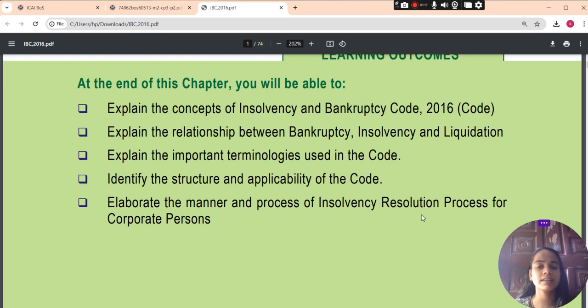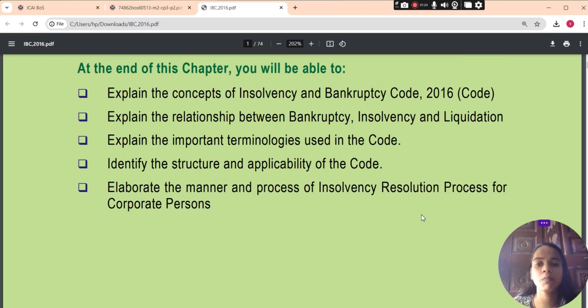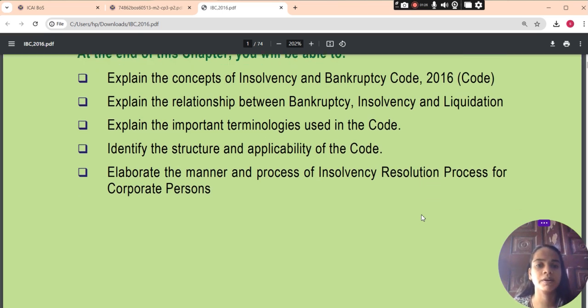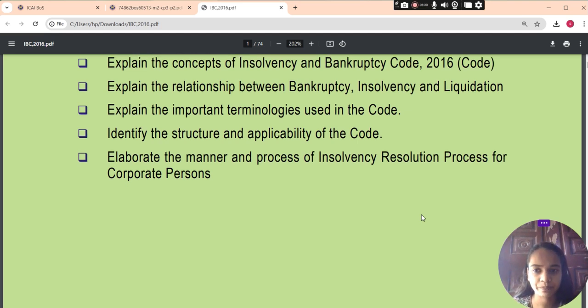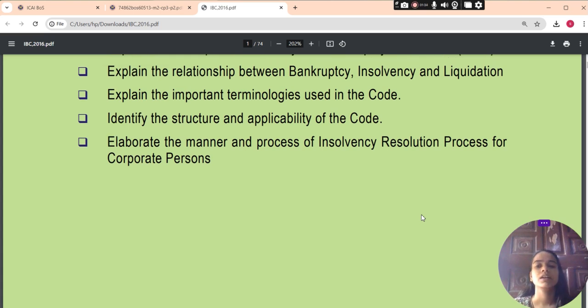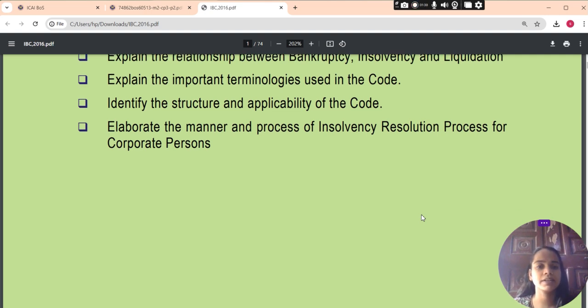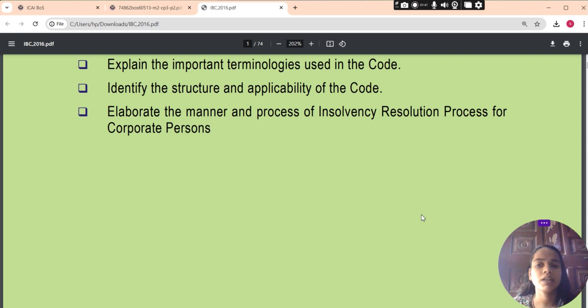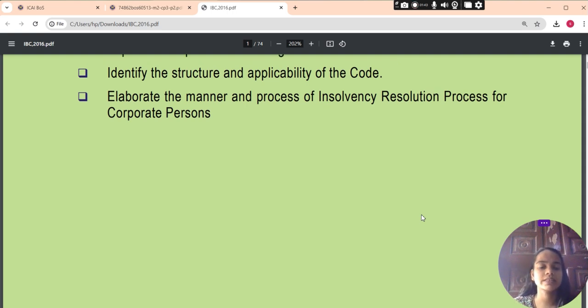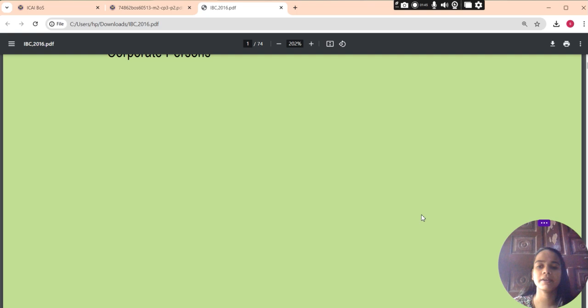We need to explain the relationship between bankruptcy, insolvency and liquidation. All these things we have to explain. Then we need to explain the important terminology used in the code. Then we need to identify the structure and applicability of the code. We will be able to elaborate the manner and process of the insolvency resolution process for a corporate person.